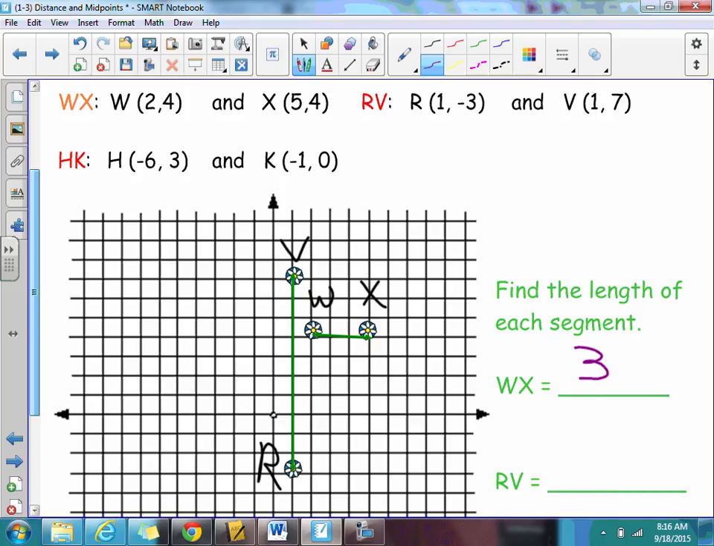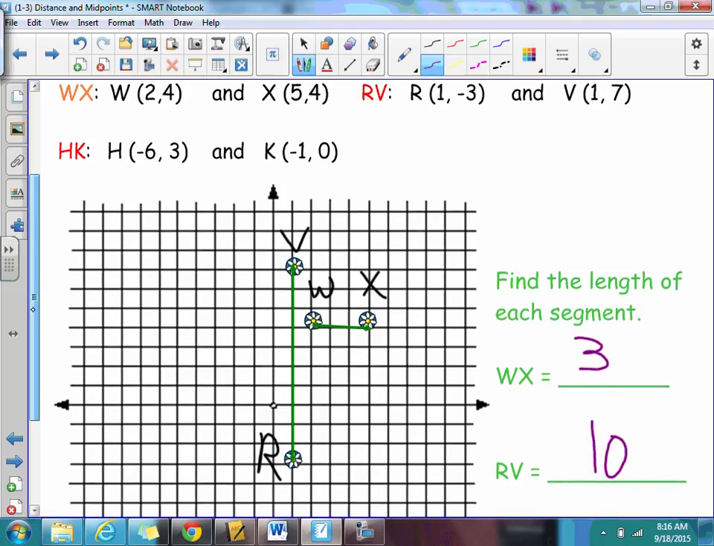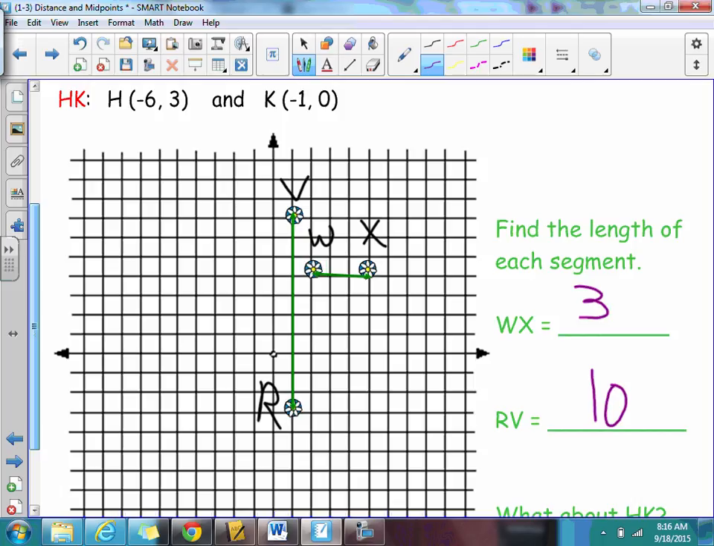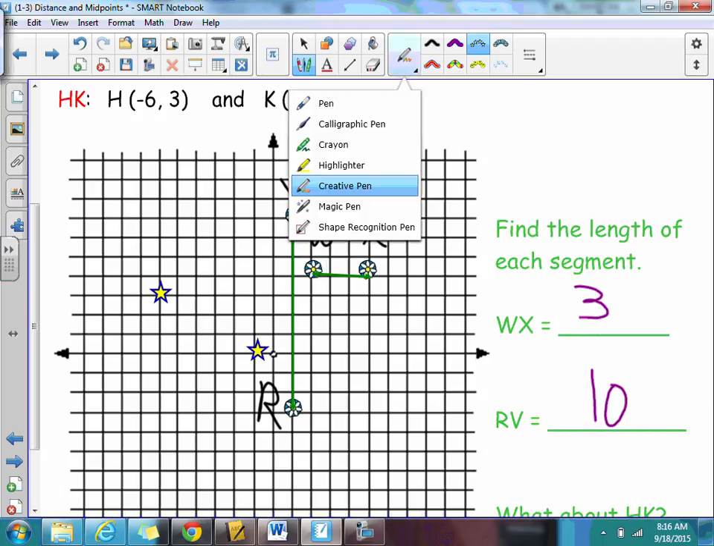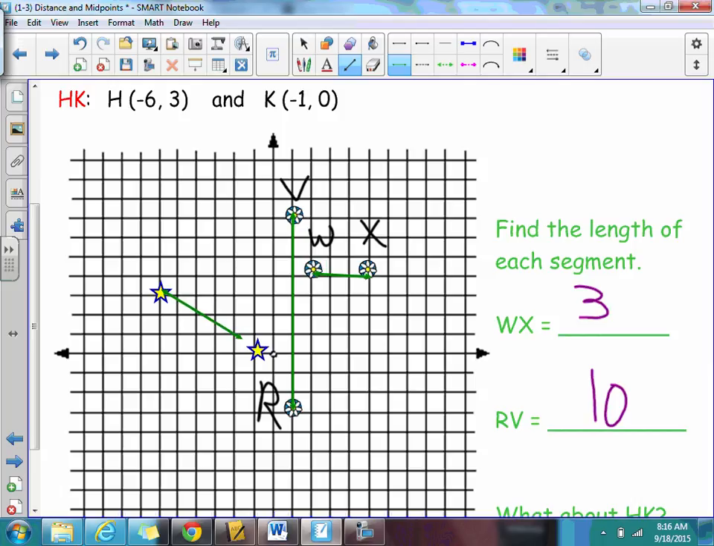10. Now let's look at the third segment I'm going to ask you to graph. We have HK, so H is -6, 6 up 3. And K is -1, 0. What's different with this segment compared to the other ones? Right. It's not a straight vertical or horizontal line.